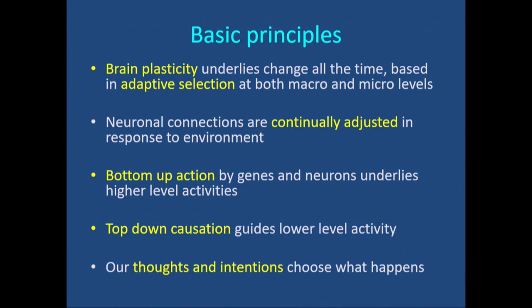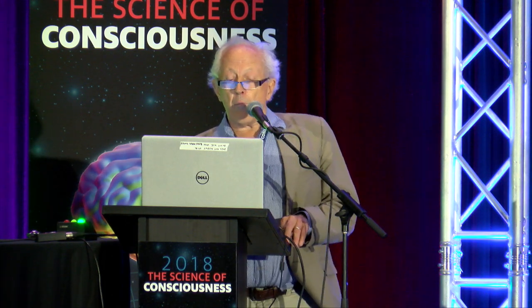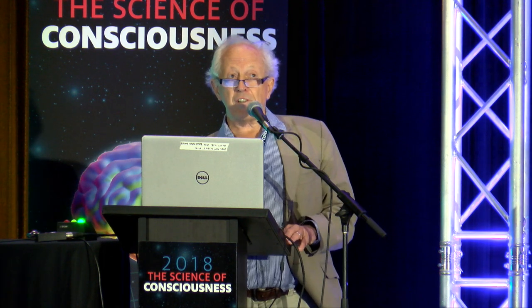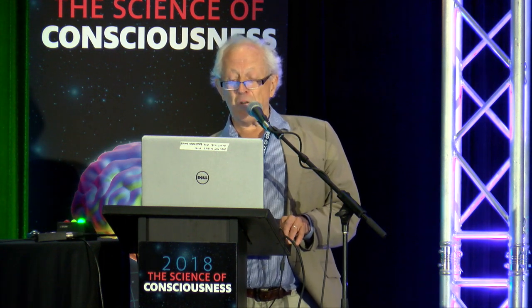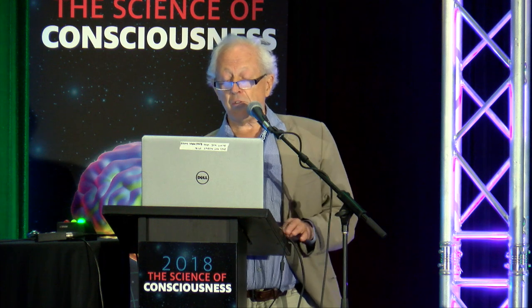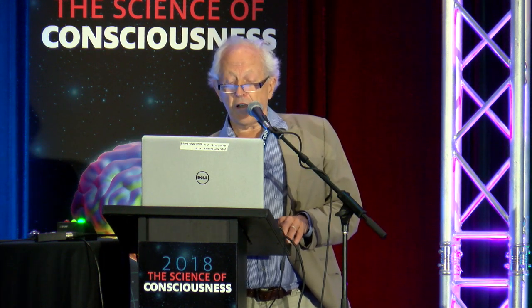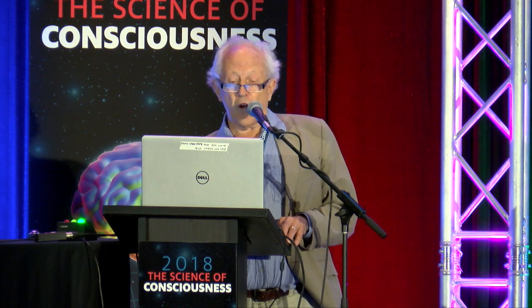Now, the basic principles: brain plasticity underlies change all the time based on adaptive selection at both macro and micro level. So brain plasticity is a core feature of what's happening both at the micro level, the neuron level, the synapse level, and at the macro level, the way that we behave. Neuronal connections are continually adjusted in response to the environment, and this is what I'll be talking about. Bottom-up action by genes and neurons underlies higher-level activity, so yes, there is this bottom-up stuff taking place, but in addition, top-down causation guides lower-level activity, and that's what I want to explain. And in particular, our thoughts and intentions choose what happens.